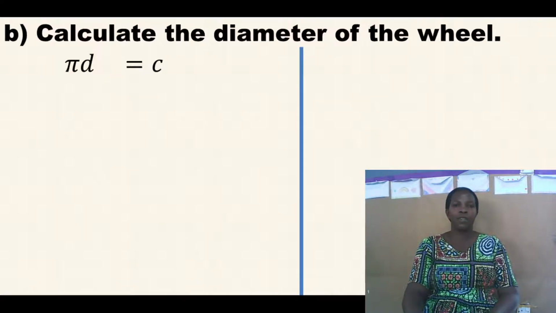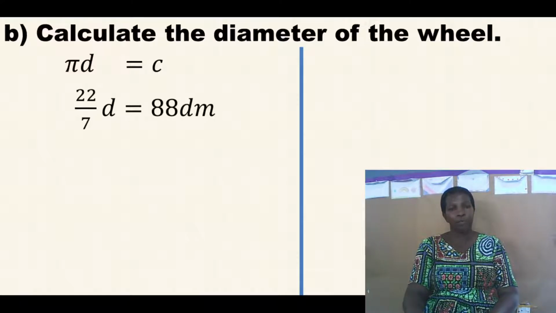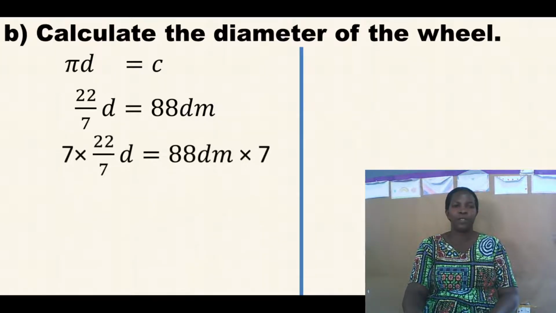So at this stage, we shall substitute pi as 22 over 7 times the diameter being equal to our circumference. The circumference we got in part A is 88 decimeters. So we shall say 22 over 7 times diameter is equal to 88 decimeters. Of course, we shall multiply on both sides by 7. So we shall have 7 times 22 over 7 times the diameter, equal to 88 decimeters times 7.